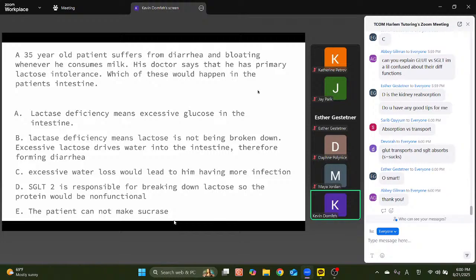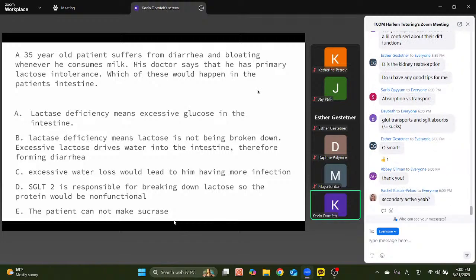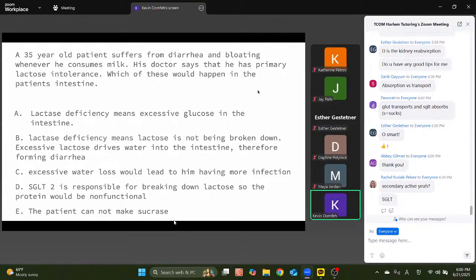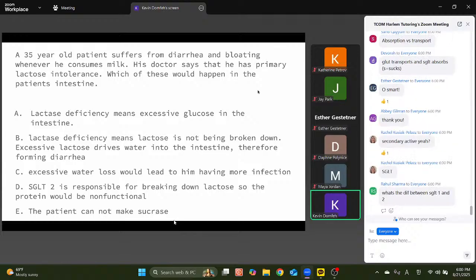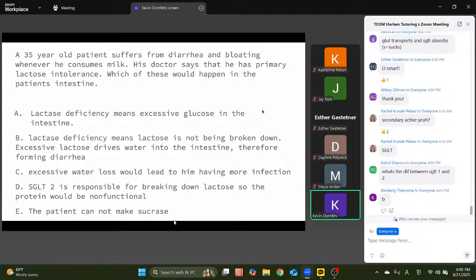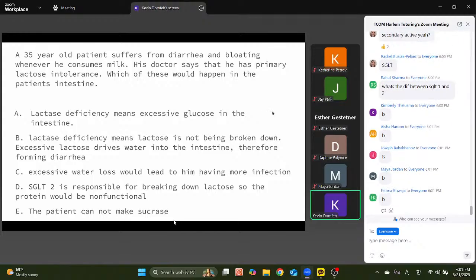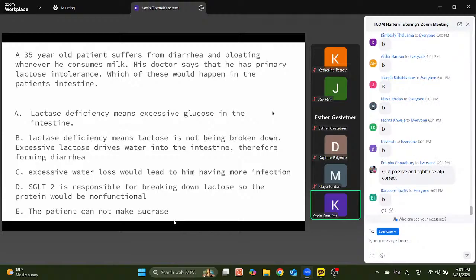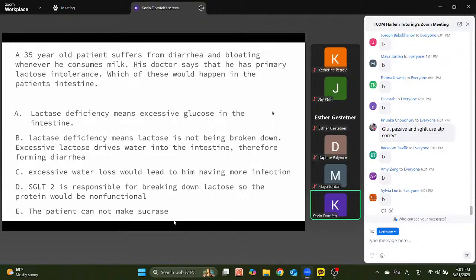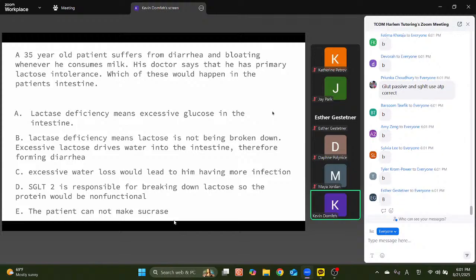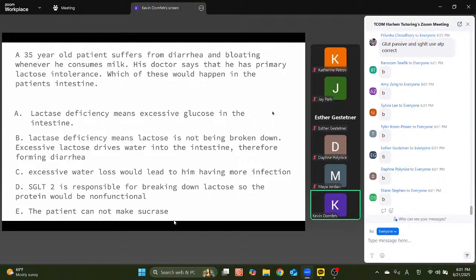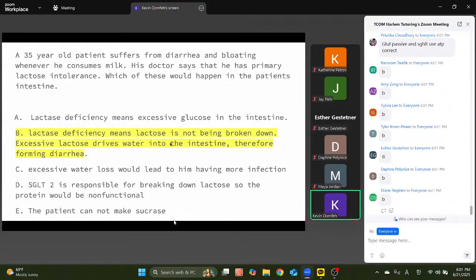Okay. A 35-year-old patient suffers from diarrhea and bloating whenever he consumes milk. His doctor says that he has primary lactose intolerance. Which of these would happen in the patient's intestine? All right. See, a lot of people are picking B, and it is B.